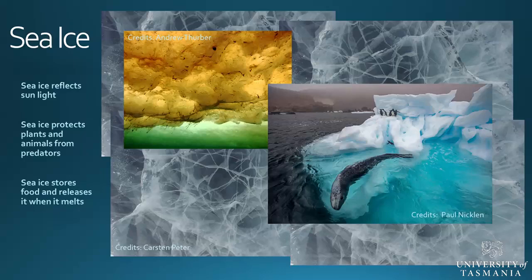At larger scales, sea ice reflects light, controlling how much heat from the sun is absorbed by the Earth. More sea ice means there's less heat absorbed by the planet, while less sea ice means more heat absorbed.